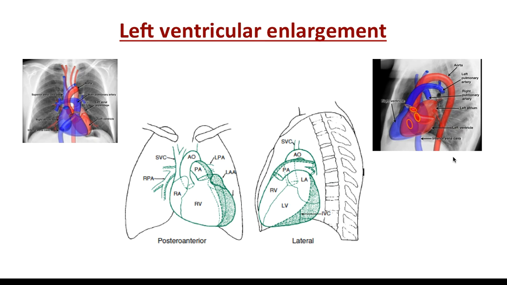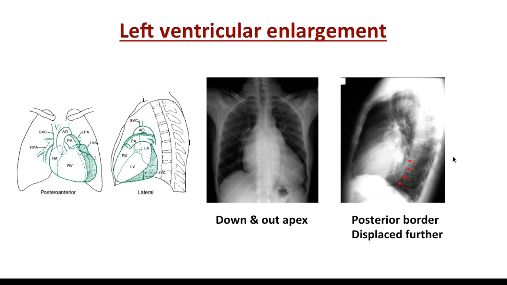Right. Next we move on to left ventricular enlargement. So how will we see left ventricular enlargement on a PA view and a lateral view? As you can see in this diagram, the left ventricle mainly forms the left border of the heart, and posteriorly it also forms the lower border of the heart. So if left ventricular enlargement is there, in a PA view you will see that the apex is shifted down and out, like seen in this figure. Then you will see that the posterior border is displaced further and it will reach the vertebral column, and the IVC line, which is usually visible, will not be visible anymore, right? So these are the two signs of left ventricular enlargement which can be easily appreciated on a PA view itself and also on lateral view.